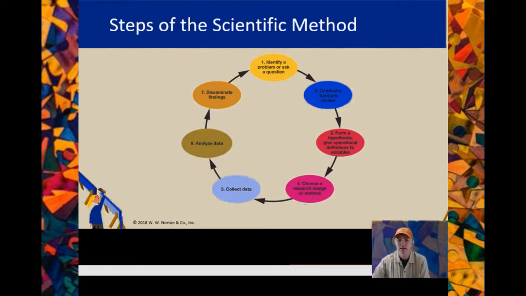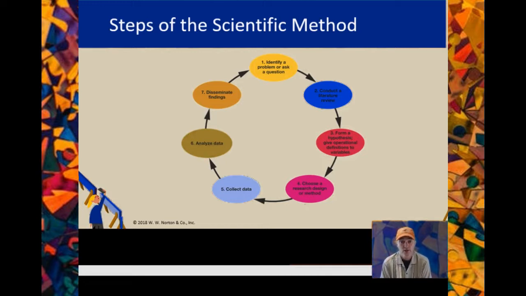Steps of the scientific method, of course: identify a problem or ask a question. Next step is conduct a literature review. You want to go out to the literature, see who's saying things that are in the realm of what you're looking at, so you can ground yourself in what has come before you. Science does not want to hear what you have to say until you've went to science to see what science has to say. Then you form hypotheses, create operational definitions for variables that then you can go out and research.